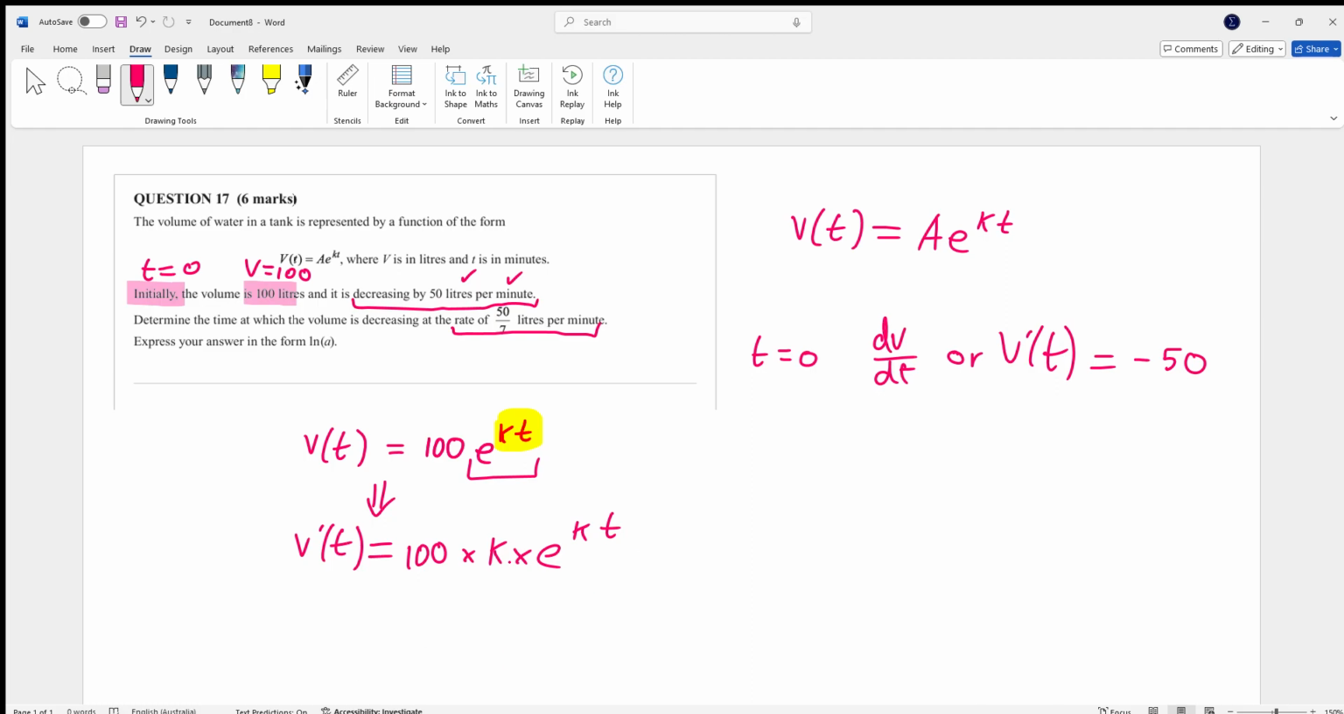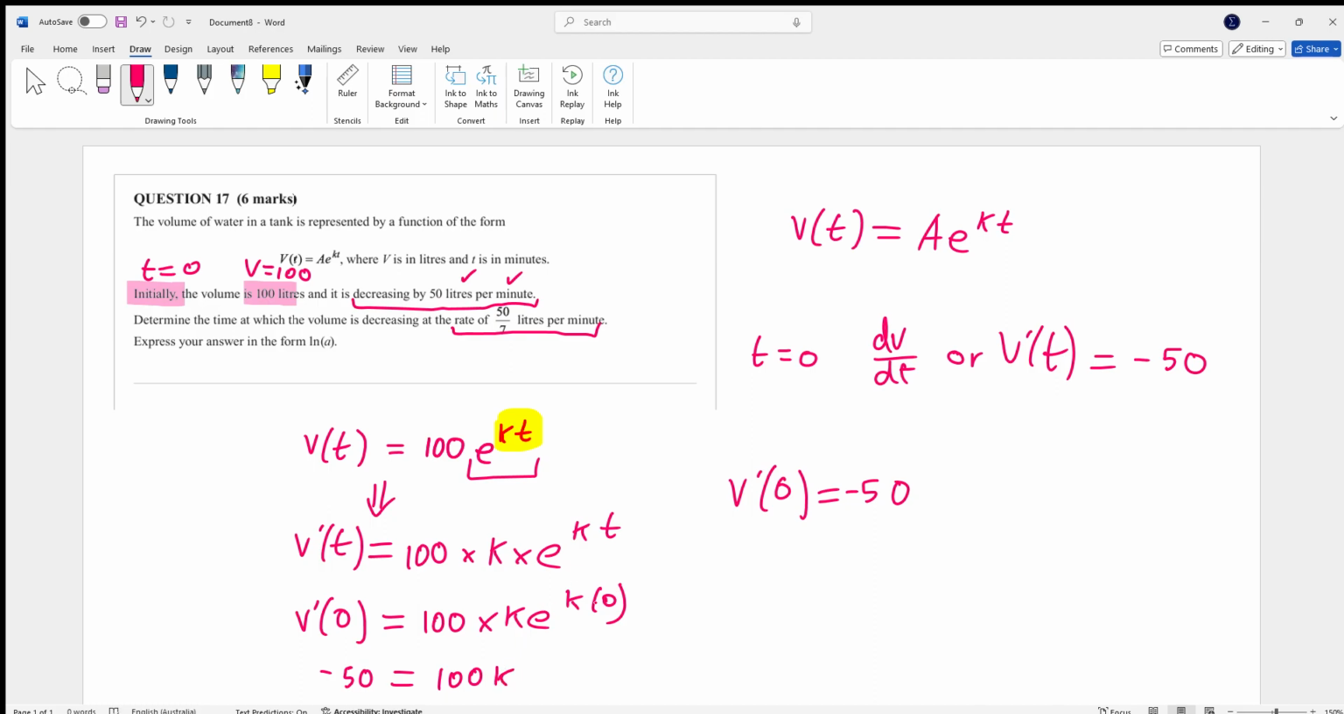So this is what we're given here. Now we have to chuck in this information. So we know when v dash of 0 is equal to negative 50. So we substitute t for 0 straight away. So v dash of 0 equals 100 times k e, and let's just go k times 0. And here now we replace that with negative 50. So negative 50 equals 100 k.